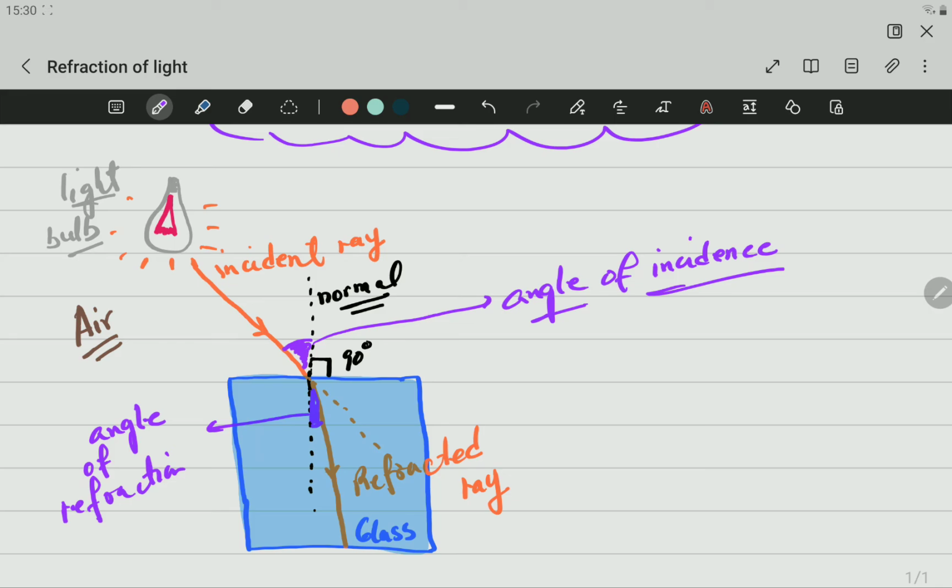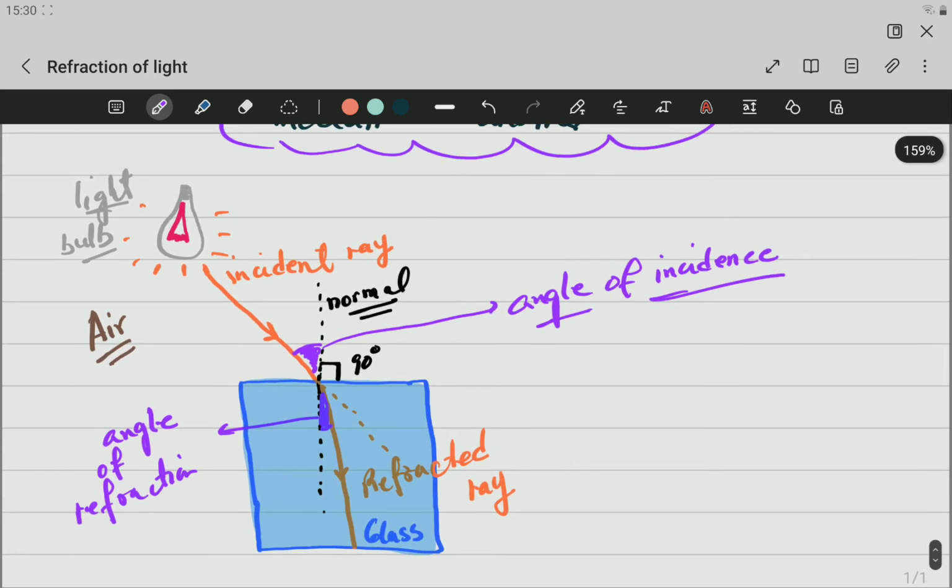Okay, now what is going to happen on the other side? Right here on the other side, there will be another normal line, and the ray of light will go out of the glass in the same direction as before. This here is called the emergent ray.